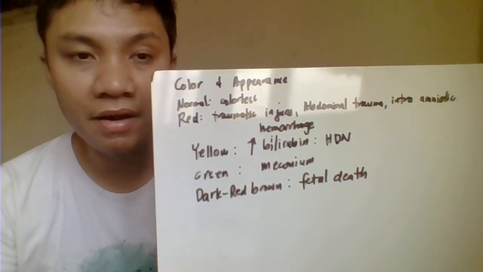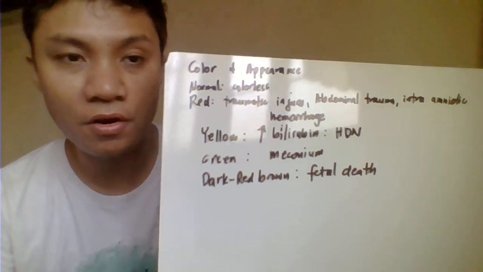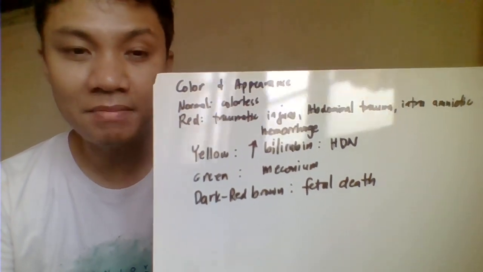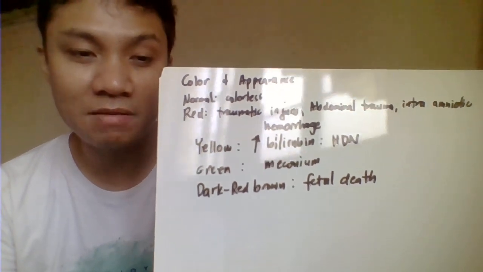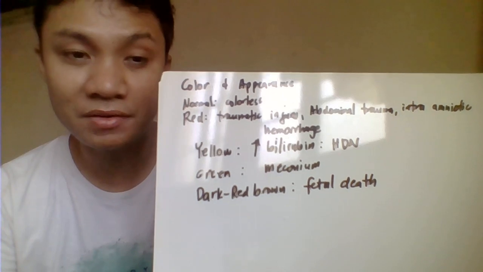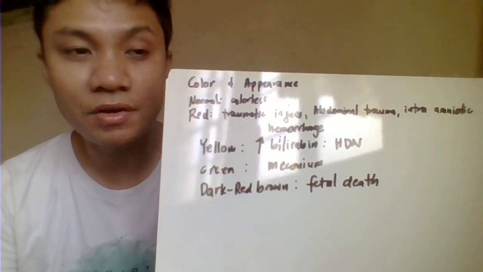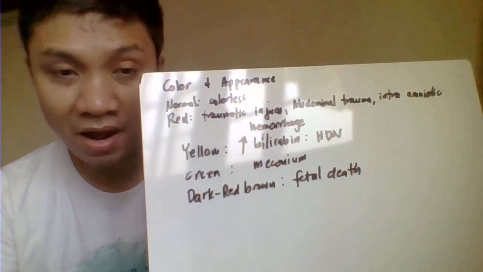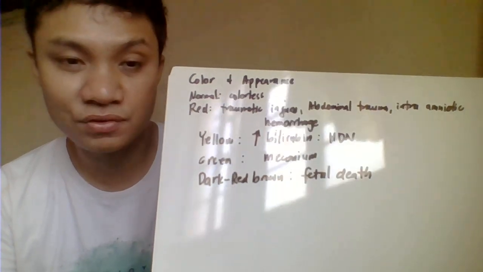Okay, next one, we have here the color and appearance of your amniotic fluid. So the normal color or the appearance of your amniotic fluid, it should be colorless. Sometimes if you receive amniotic fluid here that's red in color, that might be related here to your traumatic puncture when you are doing your amniocentesis. It might be related also here to your abdominal trauma. It may also be related here to your intra-amniotic hemorrhage.